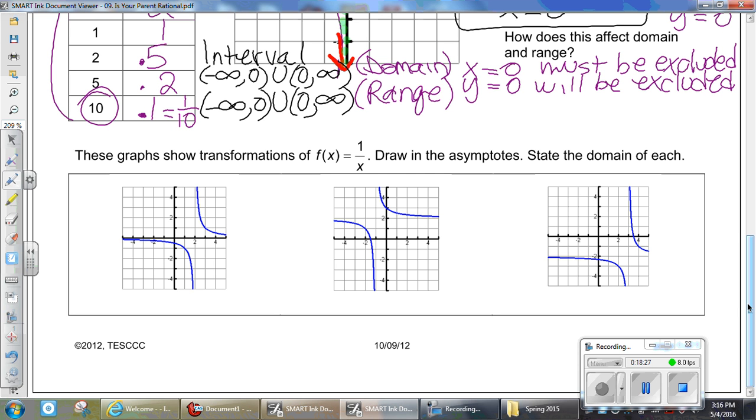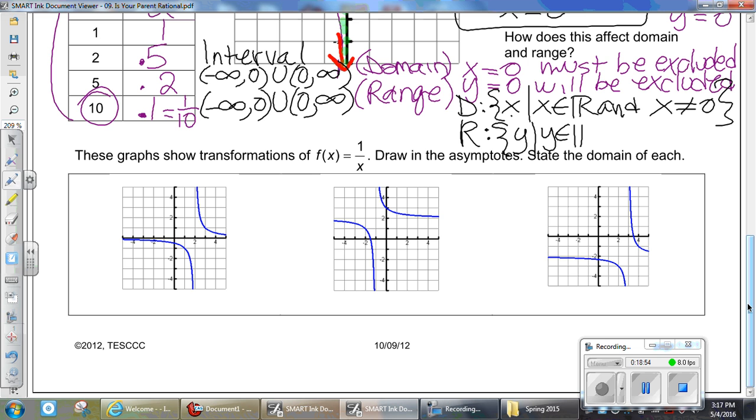Now, how could I write that in set notation? Well, the domain will be any x such that x belongs to the set of real numbers, and x cannot be 0. How do we do that with the range? What should I do instead of writing any x? I cannot use x. What other variable do we have? The y. So any y such that y belongs to the set of real numbers and y does not equal 0.